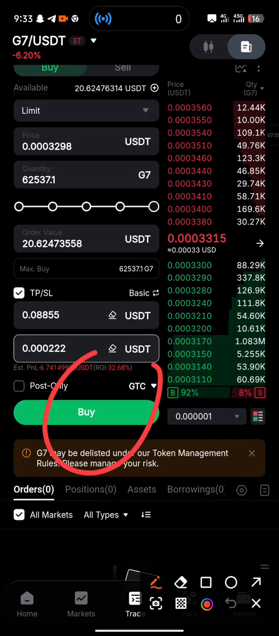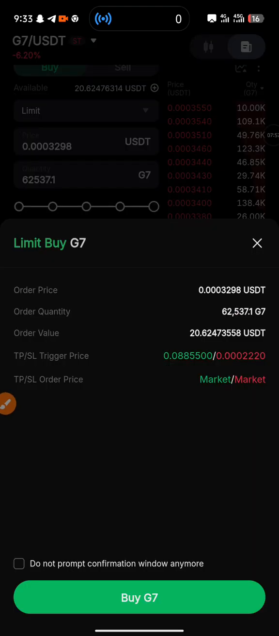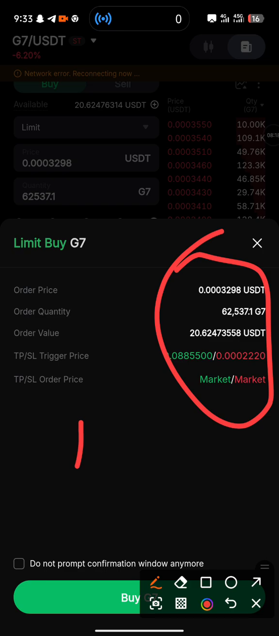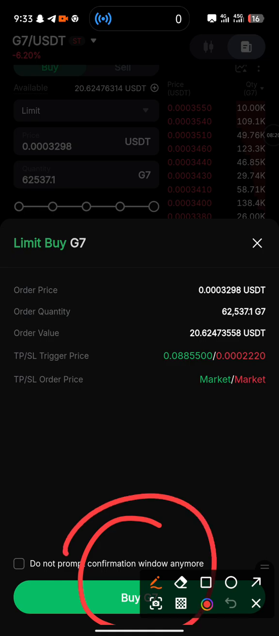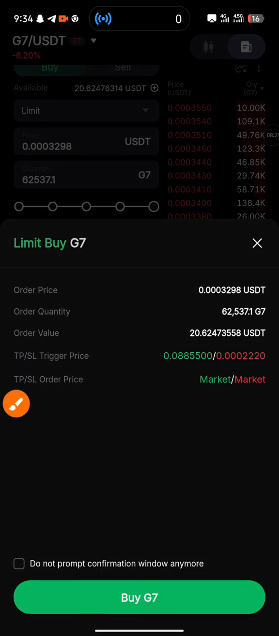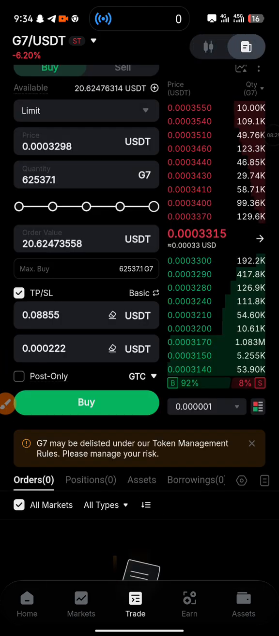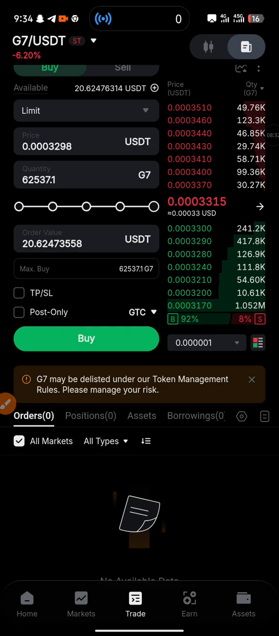Okay, so the next thing you're just going to do is click on buy. If you click on buy, it's going to bring you to a preview like this. In this place again, you can check anywhere you made a mistake and correct it, and you can see your take profit and stop loss order is here. So the next thing you're going to do is click on buy, and your trade will be executed instantly.